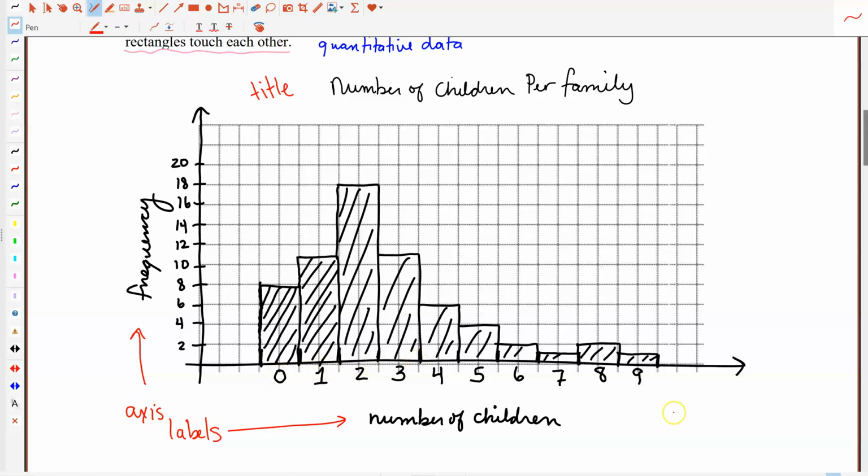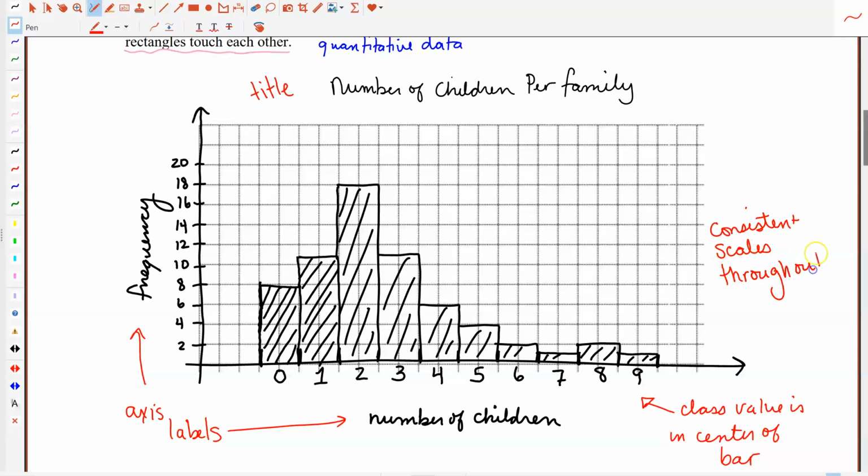When we only have the one value, the class value is in the center of the bar. And we have consistent scales throughout. Now, what do I mean when I say consistent scales? The spacing that we use needs to be consistent. So for instance, right here, if I made my bar 2 boxes wide, all of the other bars need to also be 2 boxes wide. I can't make one bar be wider or narrower than another bar.